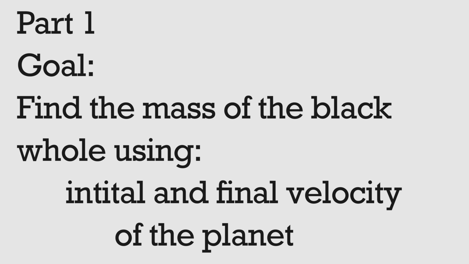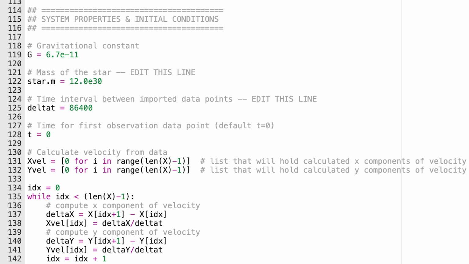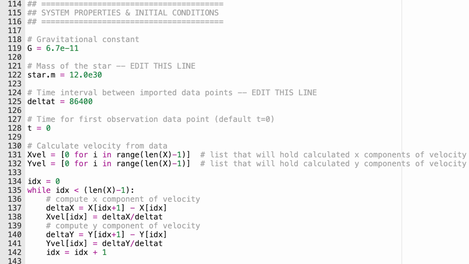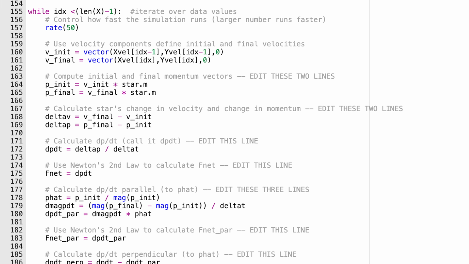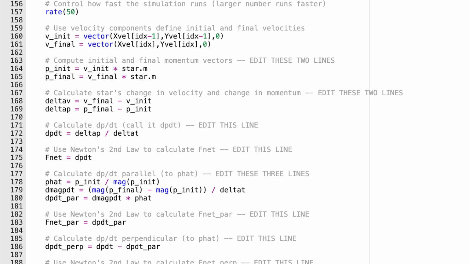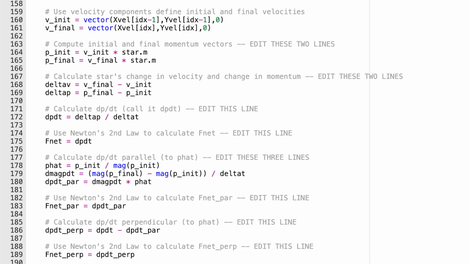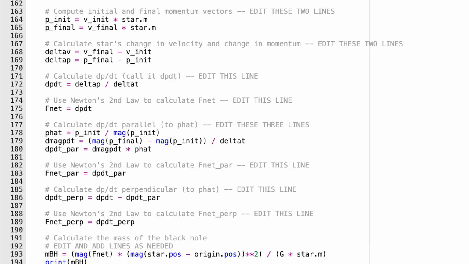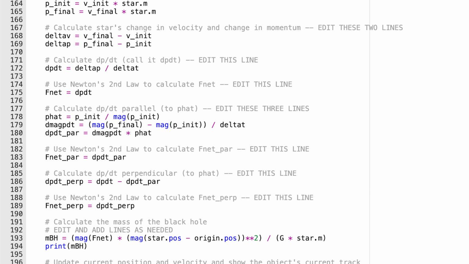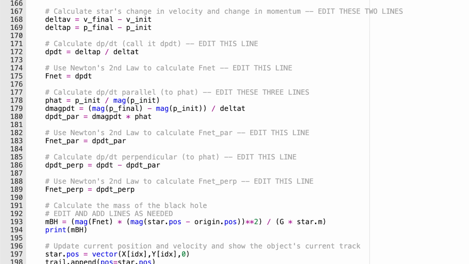For part 1 of this lab, we were tasked to find the net force on the star for all points in the dataset. This will then be used to find the mass of the black hole. To do this, we defined the variables that would go into the calculation. This included the initial and final velocities and momentums. We also defined the change in velocity and momentum. Using these variables and the total time, which was 86,400 seconds for one Earth day, we found the dp/dt, which we used to calculate Fnet.